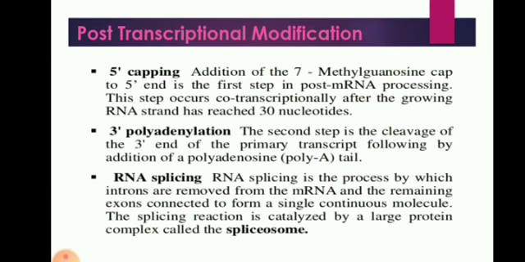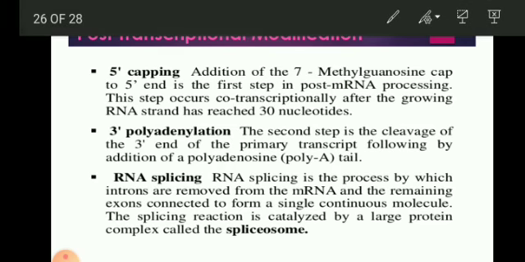So in 5 prime capping, it happens in the nucleus before going out into the cytoplasm. What happens is that a 7-methyl guanosine cap is added to the 5 prime end, and this is the first step of post mRNA processing. It occurs co-transcriptionally after the growing strand has reached 30 nucleotides. So after that it is done.